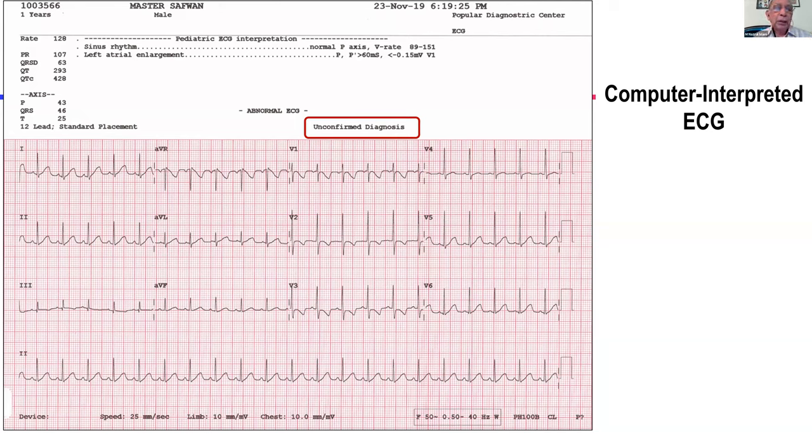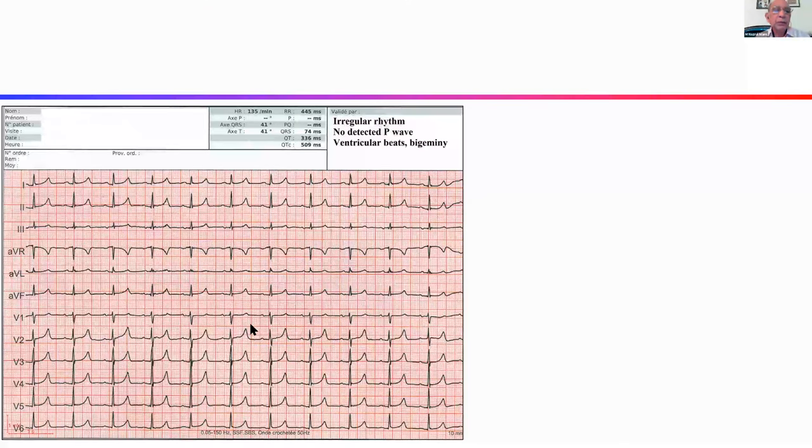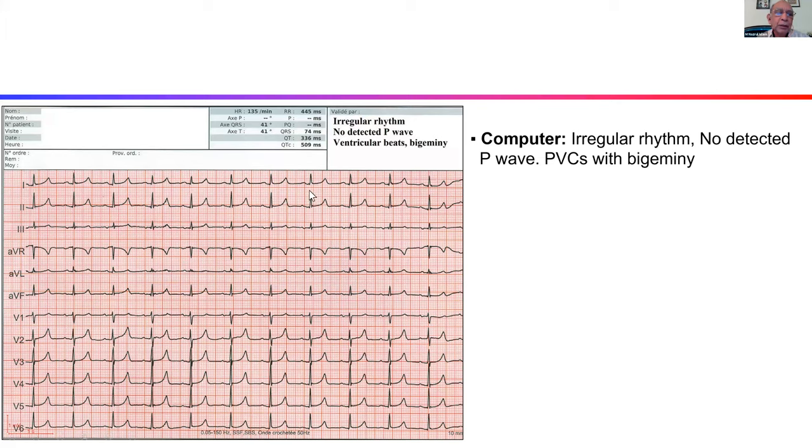Now, a few examples. See over here, this is an ECG. I think it would have been interactive, I could go for a question, but you can see this is an ECG. What the computer read: irregular rhythm, no detected P wave, PVCs with bigeminy. Do you think all these are correct over here? Possibly not. Most of you think that this is not like that. So what does the physician who overread it say? That this is a normal sinus rhythm, there are no PVCs, and the rhythm is regular. So this is what the computer says, and what the overread says.